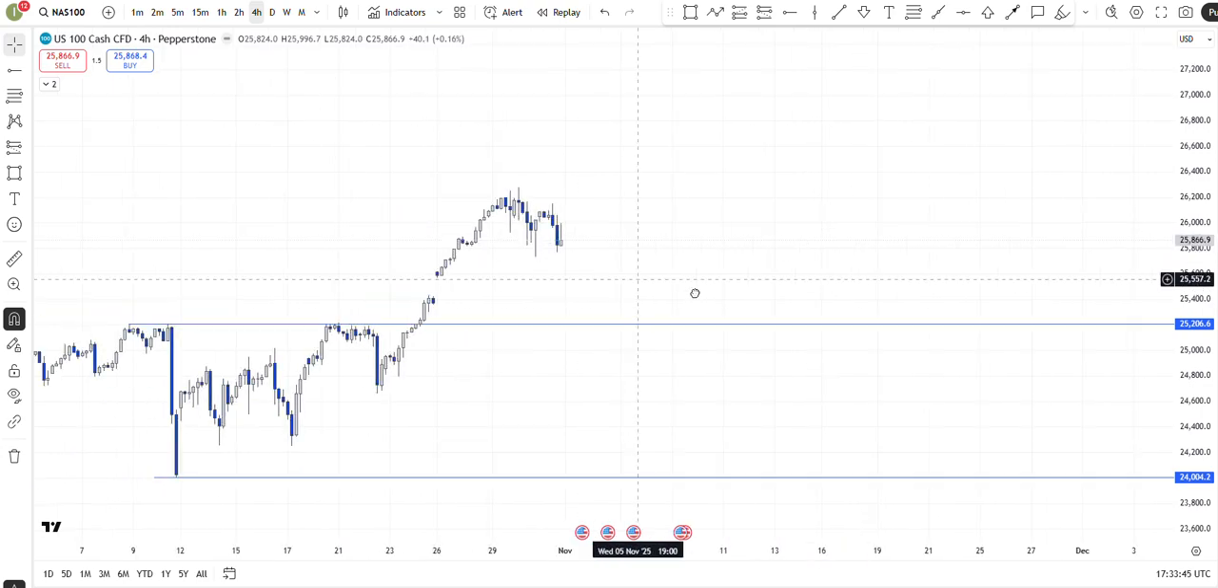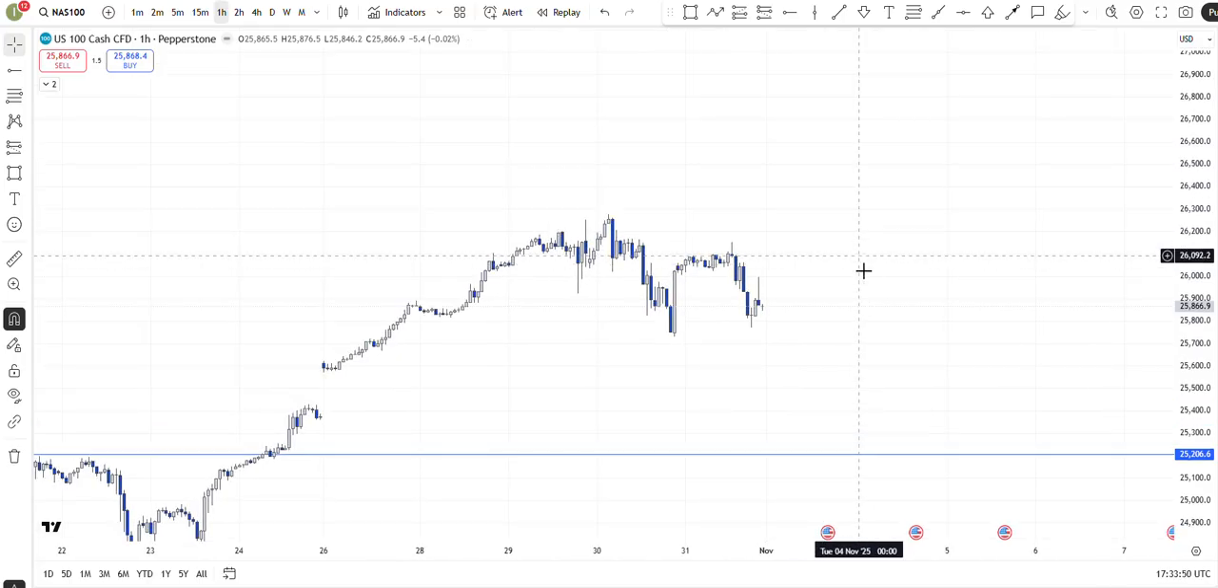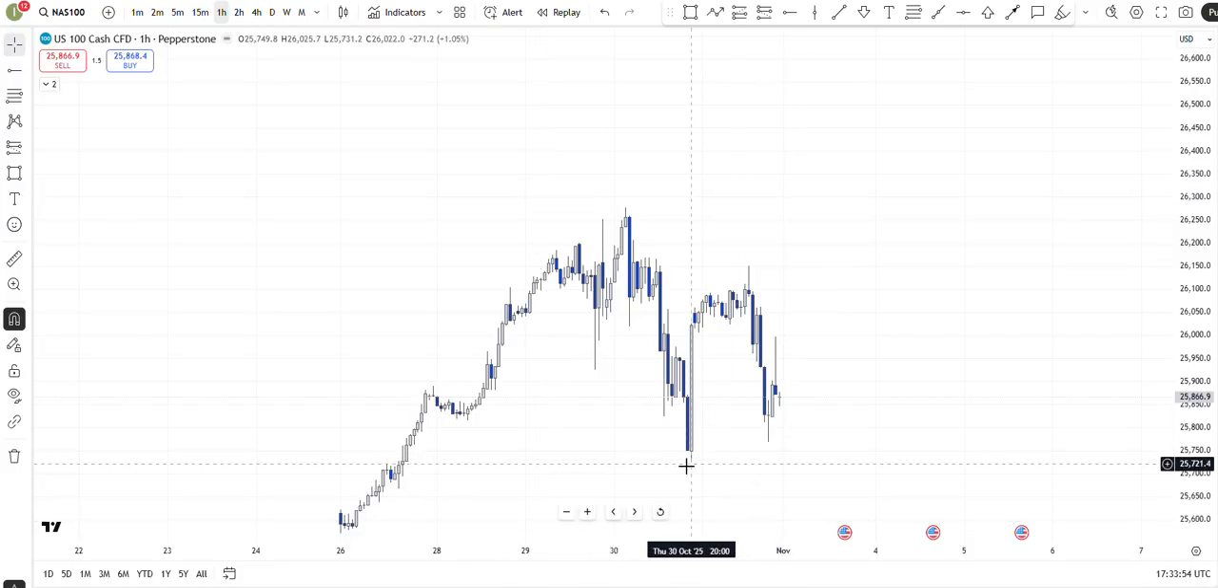If I'm looking at this here, we'll say we'll take it on a 1 hour chart. The higher time frame was dictating a bullish trend, but we're definitely in the process of a pullback here.